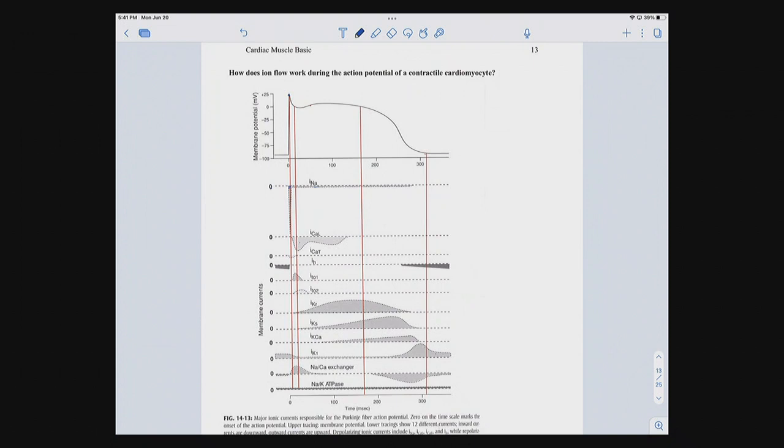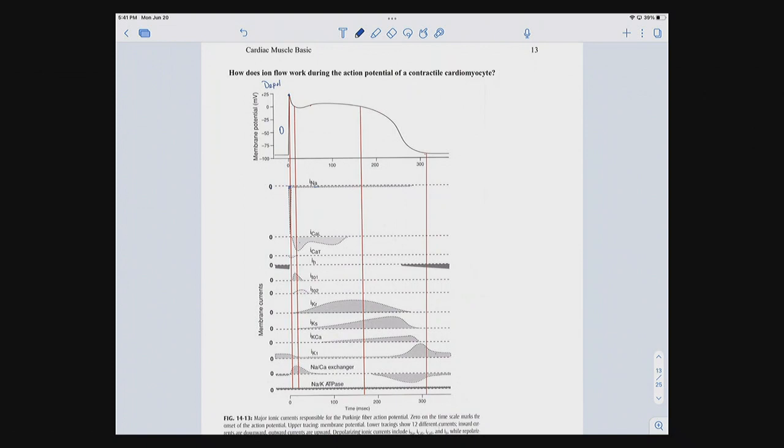So what I've drawn are some red lines here to help you visualize what's happening on these various channels as we go through the various phases of the action potential. As we had in the pacemaker cells, we have phases here as well. So we have phase 0, and phase 0 is going to be our depolarization phase. I'm just going to say depol.